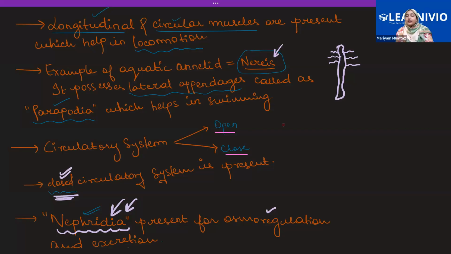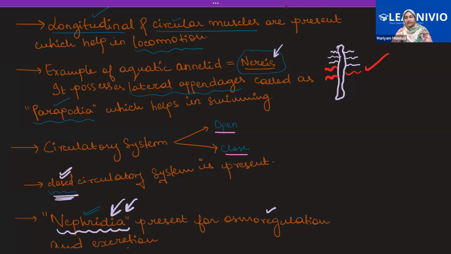Now, the example of an aquatic annelid is Nereis. Nereis is an aquatic annelid and it has lateral appendages. Lateral means sideways. So, it has appendages called parapodia, sideways, like how I've drawn. These sideways appendages help them to swim because they are aquatic. So, obviously, they will not need any muscles to locomote on the ground. Rather, they will need specialized muscles to swim in the water. So that appendage is the parapodia. Clear?